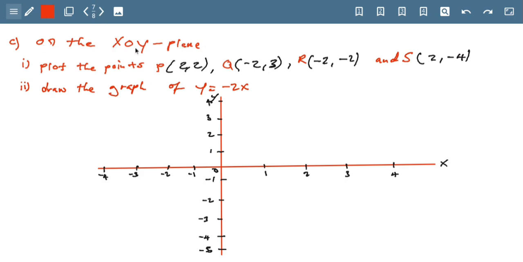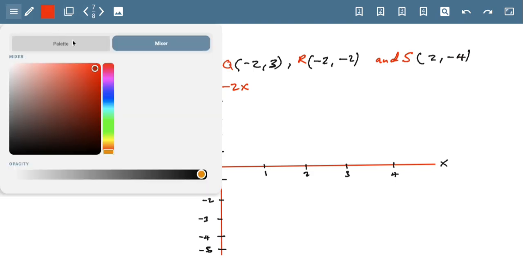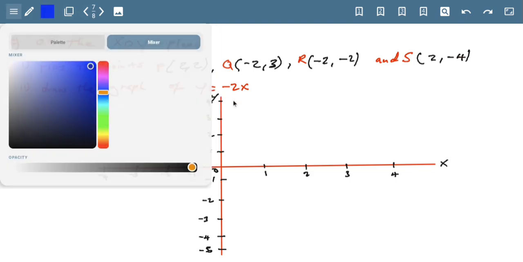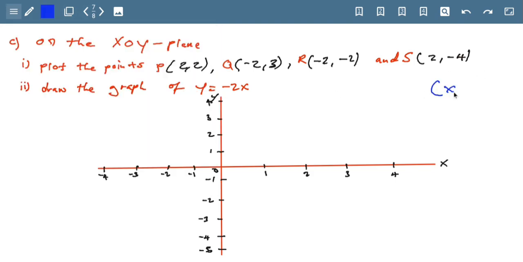In the xy plane, plot the points P, which is (2, 2), Q, (-2, 3), and so on. What is important here is you knowing how coordinates are written. Coordinates are in the form of (x, y). Meaning to say, if you have something like (2, 2), this is the value of x and this is the value of y. So that is how it's supposed to be.